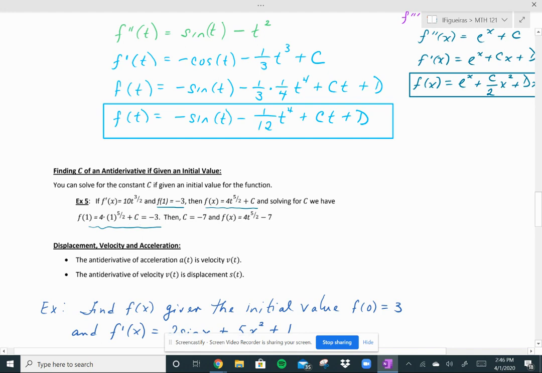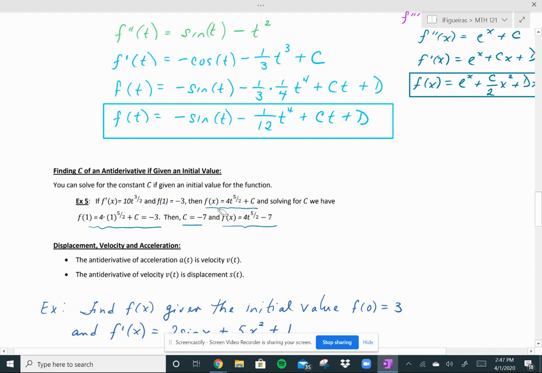So 1 to the 5/2 is just 1. So this is 4 plus c equals negative 3. If you subtract 4 from both sides, you get that c is equal to negative 7. So the actual function is what you see here, 4t to the 5/2 minus 7.